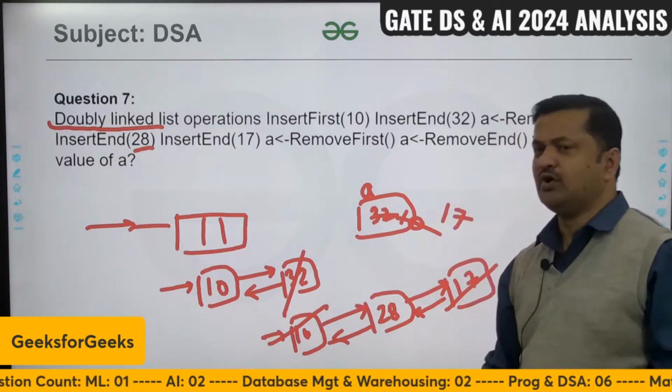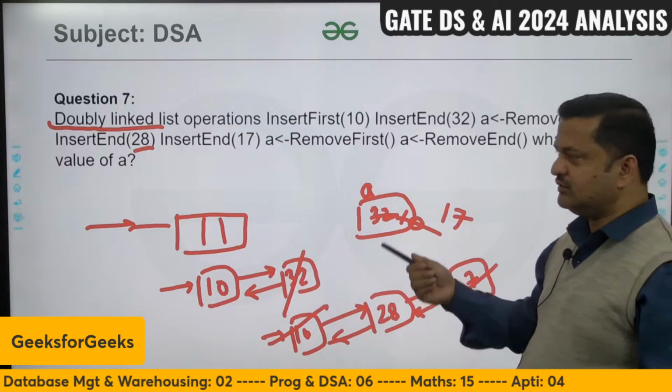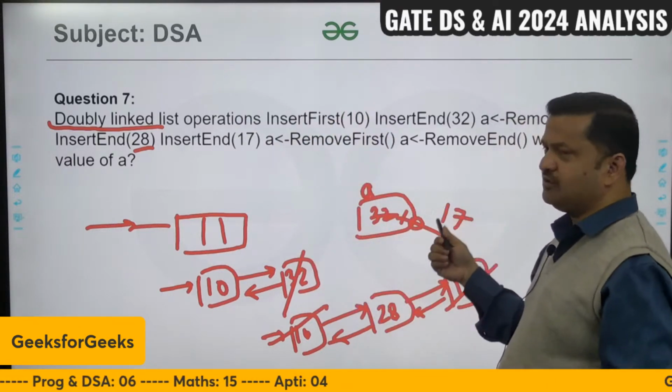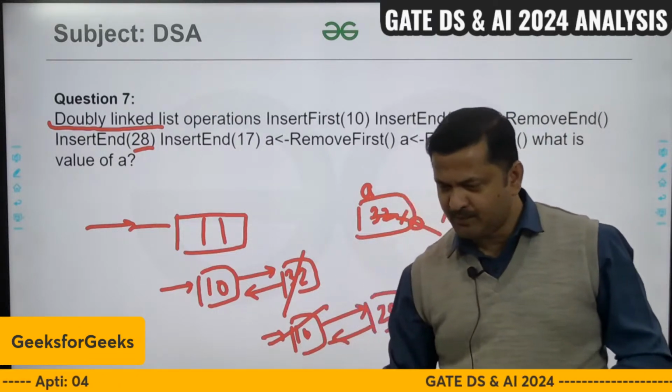The question is, what is the value of a? So the value of a after all these operations in the doubly linked list is going to be 17. So 17 is the final answer corresponding to a.